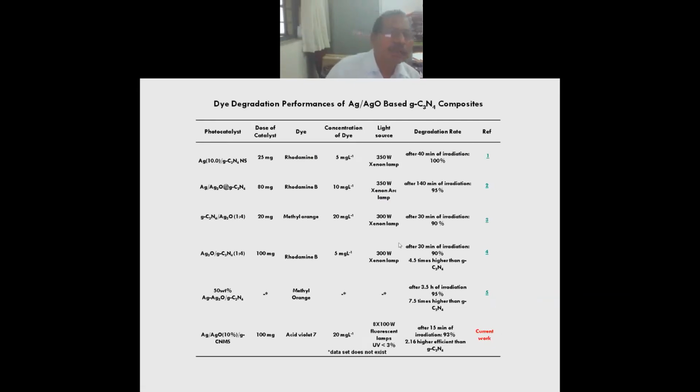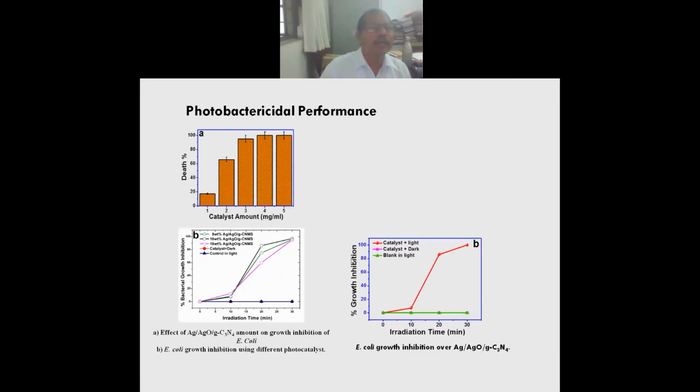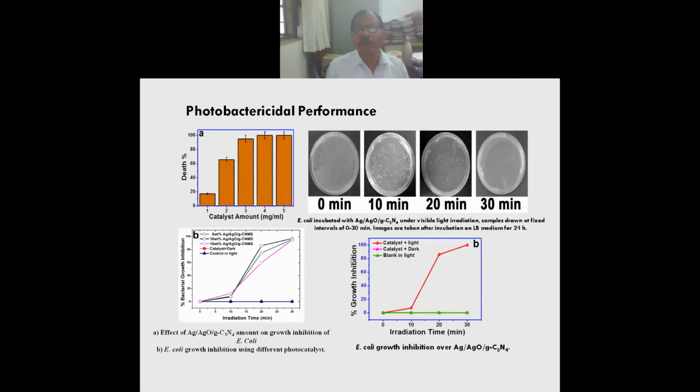This degradation result we compared with the different values reported in the literature. It is compared, and it is reasonably better. The sample compound shows the better activity. This is again used for the microbial activity.